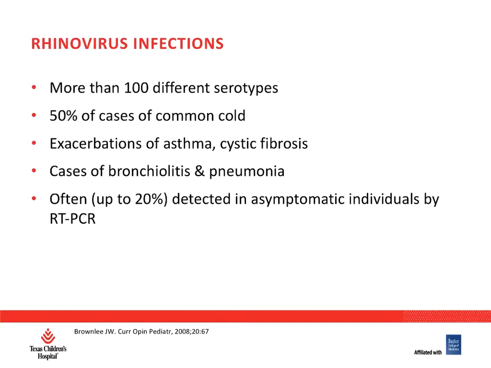And then finally, rhinovirus, of which there are more than 100 different serotypes, mainly causing common colds. Probably about half of common colds are due to rhinoviruses, but they can also cause exacerbations of asthma or cystic fibrosis, and can cause bronchiolitis and pneumonia in certain patient populations, particularly those that are immune suppressed. And if we use a very sensitive assay like RT-PCR and sample a lot of asymptomatic people, up to 20% or so may harbor rhinoviruses but be asymptomatic.